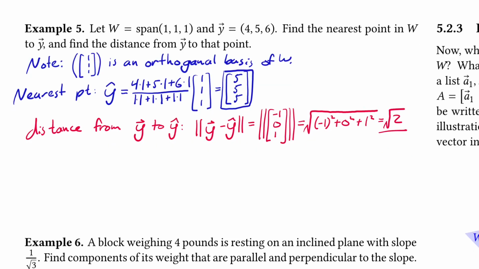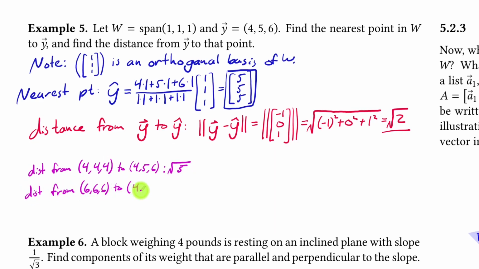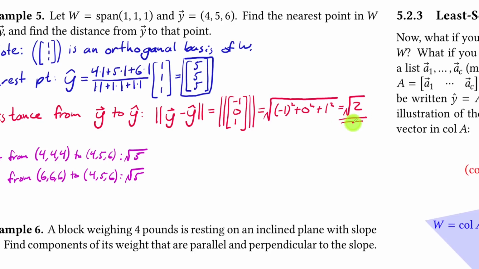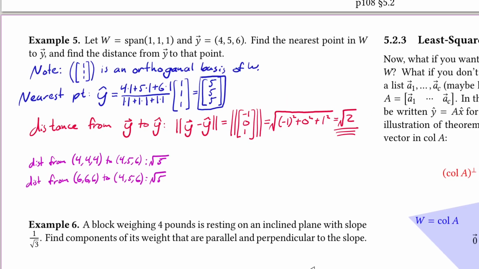And if you wanted to be sure that it was really the nearest one, you could try something a little different. You could try the distance from 4, 4, 4 to 4, 5, 6. 4, 4, 4 is just a nearby point on the span of 1, 1, 1. That'll come out to be the square root of 5, which is bigger than the square root of 2. Or if you go a little bit further in the span in the other direction, that's also going to be a distance the square root of 5 away. So yeah, this is the shortest possible distance from 4, 5, 6 to any point in the span of 1, 1, 1.